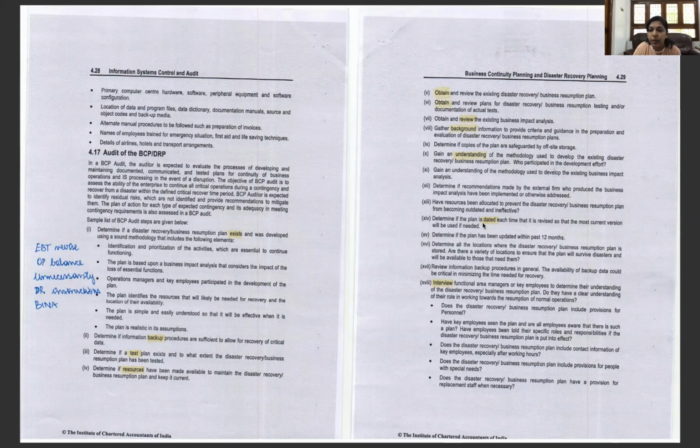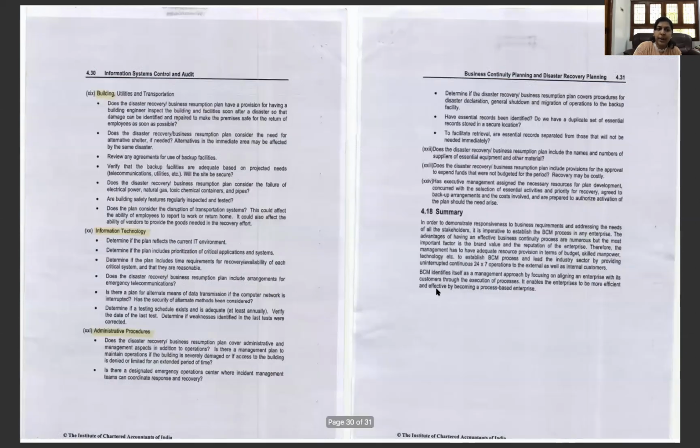And next one is DR. Determine whether the plan is dated. Is the plan dated? Okay. And then there should also be a review of the existing plan. Next one is I, that is interview functional area managers. Next one is BINA: B for building, utilities and transport, IN for information technology, A for the administrative procedures, and these are our audit areas of BCP.